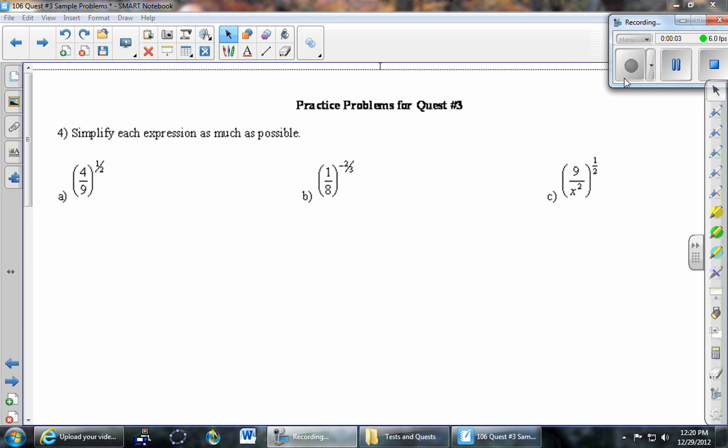This is problem number 4 on the practice problems, set number 3. Simplify each expression as much as possible. Part A: the quantity 4/9 to the 1/2. So what does 1/2 mean?